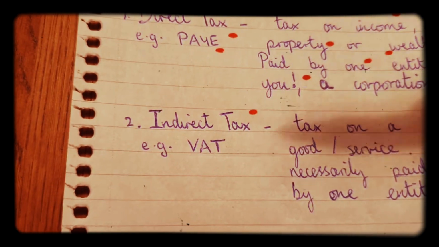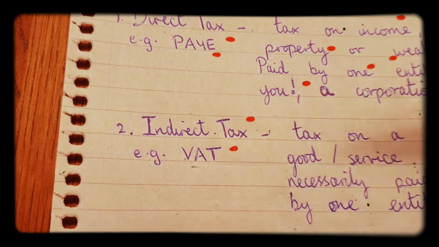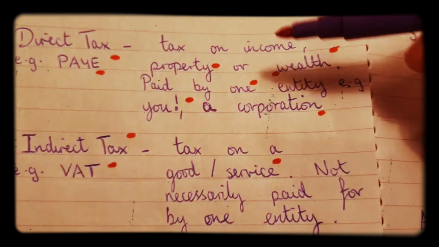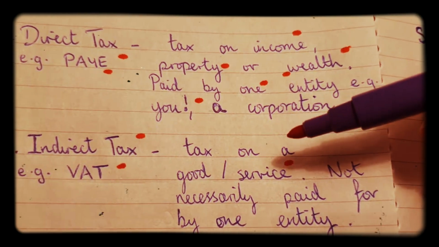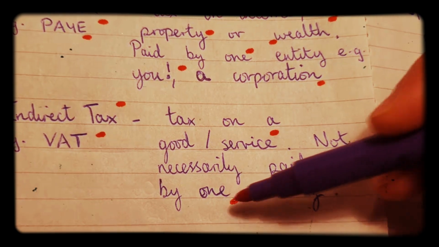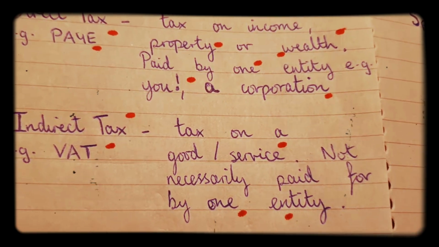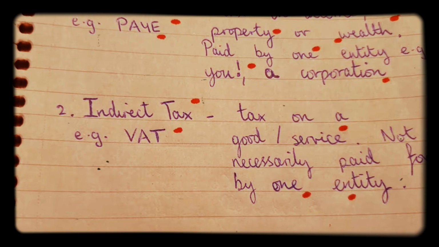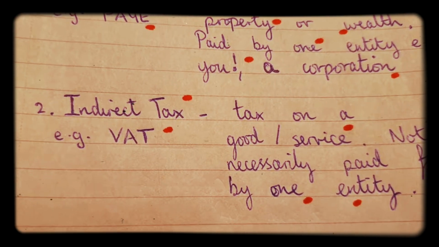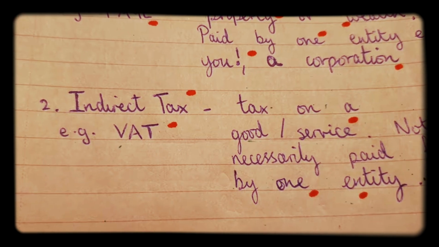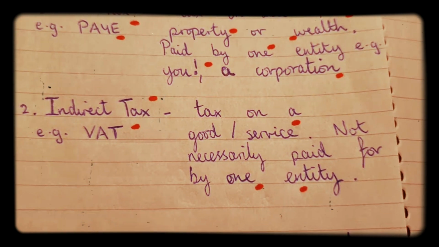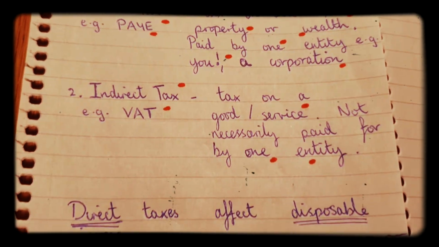Whereas an indirect tax, like VAT, is a tax on a good or service. So it's not a tax on income, property or wealth, it's a tax on a good or service. So it's not necessarily paid for by one entity. It could be paid by many people. For example, VAT has to be paid by the firm, and then when the firm sells it on to the consumer, the consumer pays the VAT and the firm claims the VAT back. So that's an example of indirect tax.